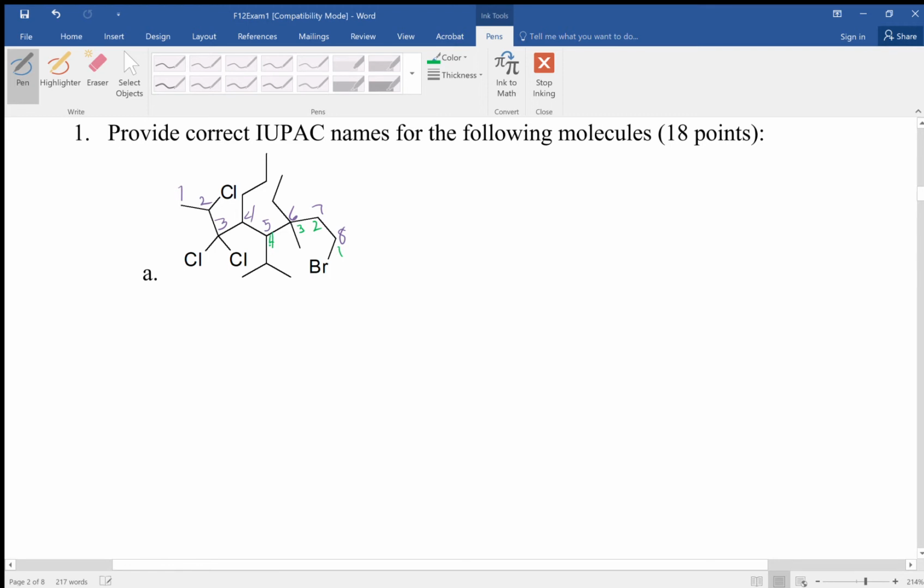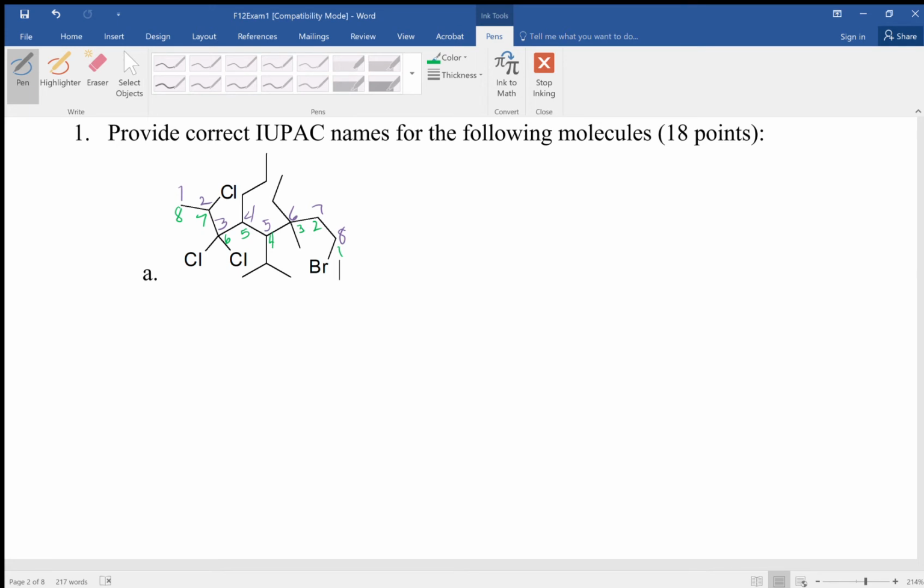Now, which direction are we going to number this in? Do we use the purple numbers, or should we use the green numbers? Well, the way we pick is we look at the direction that gives us a substituent closest to the end. If we use the purple numbers, our first substituent is on carbon number 2. However, if we use the green numbers, our first substituent is on carbon number 1. That's closer to the end, and so we're going to use the green numbers in this case.